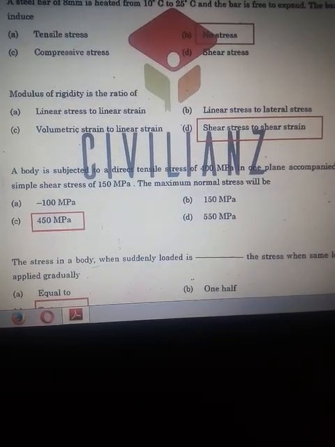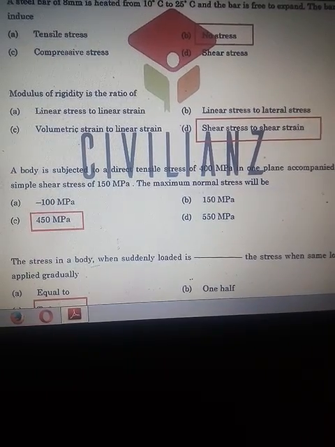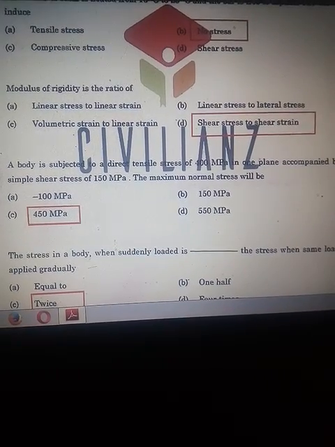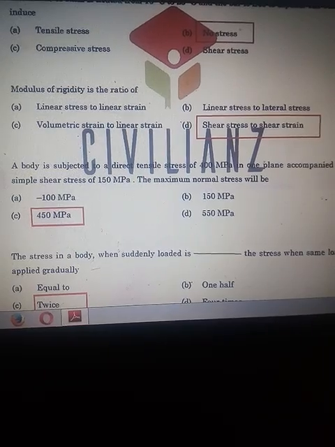Now next question, a body is subjected to a direct tensile stress of 400 megapascal in one plane accompanied by simple shear stress of 150 megapascal.